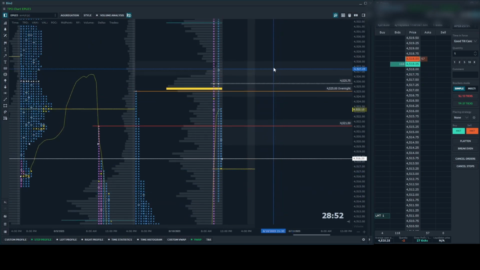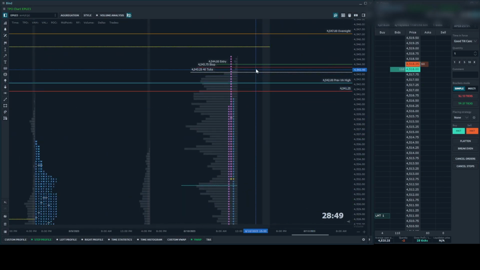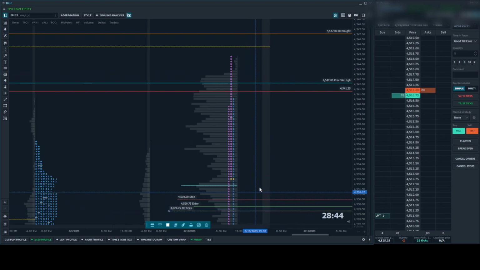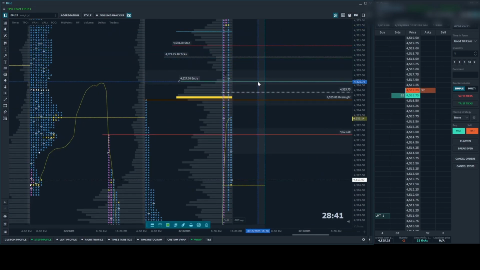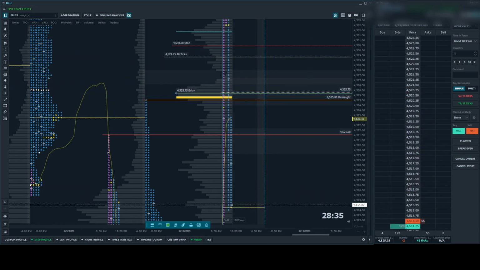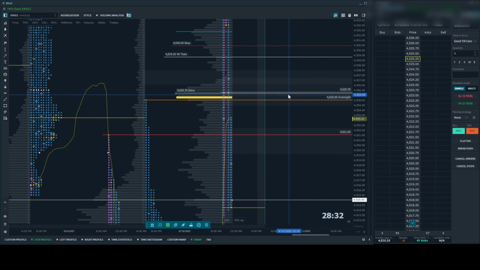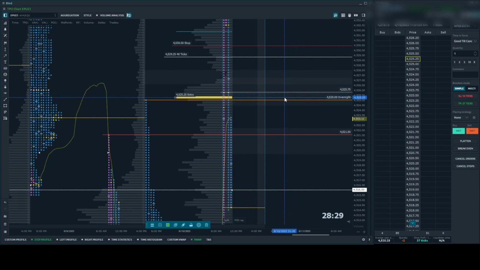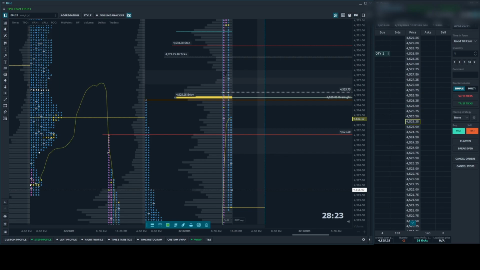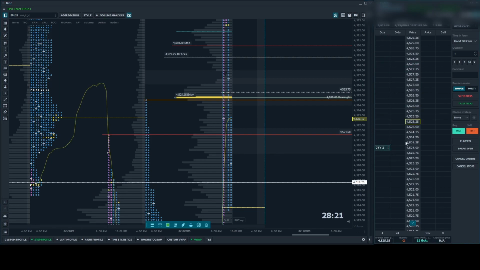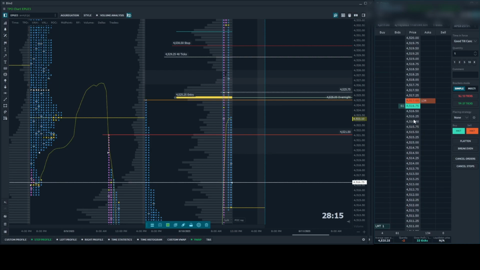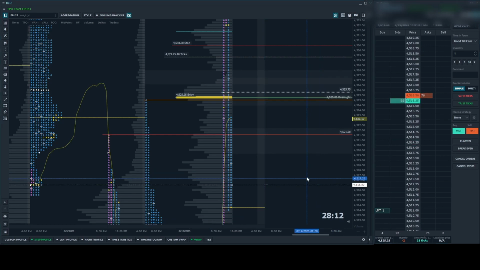Put in some basic references. $25.25 was the entry. There. Stop, which doesn't matter. You'd never take a loss on this trade at this point. My first target's down here at 511.